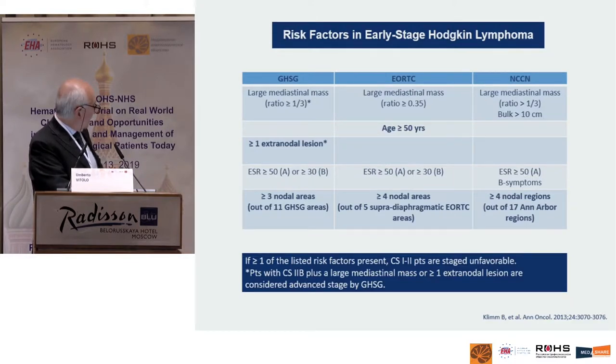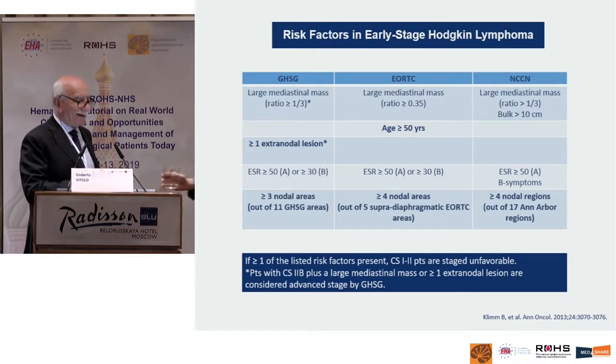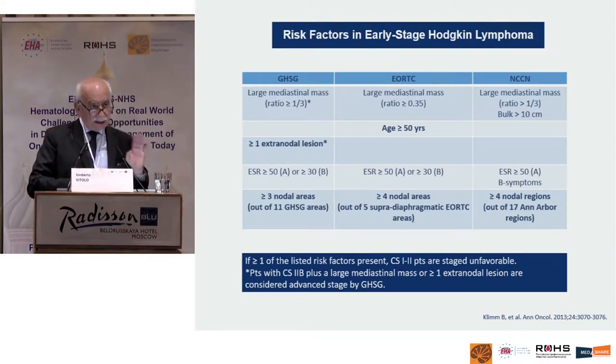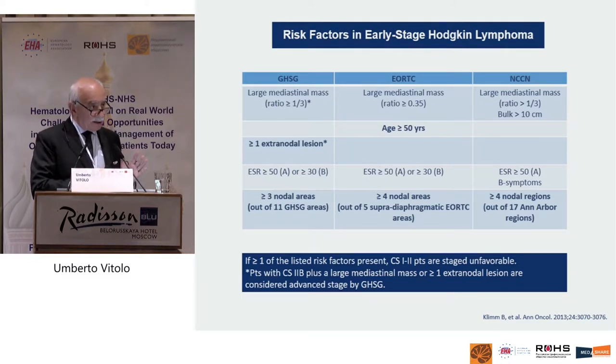In all of them, ESR more than 50, and also the number of nodal areas, more than two, more than three, so there is a slight difference between the classifications. However, if you have a patient with at least one of these adverse prognostic factors, you classify this patient as unfavorable risk early stage, and this patient has the worst outcome compared to the favorable ones.